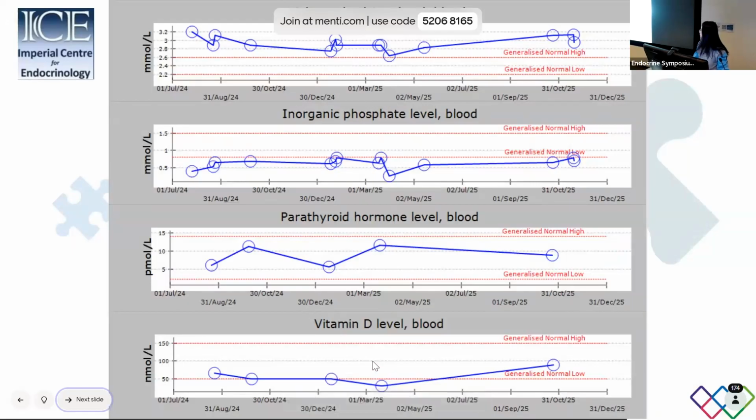And of note, her vitamin D level here, you can see it dropped to below normal between March and May. Incidentally, looking back up to her calcium level, it was roughly the same time that her calcium level was close to normal range, but not quite yet. We wonder if this picture is also reflective of that effect. I thought it was a good graph to show.